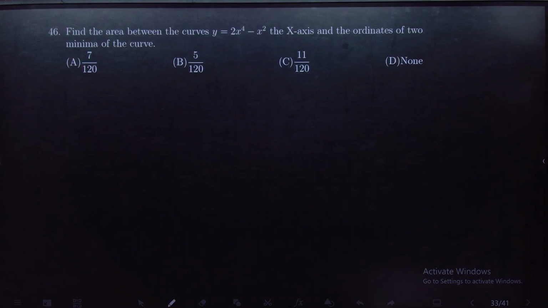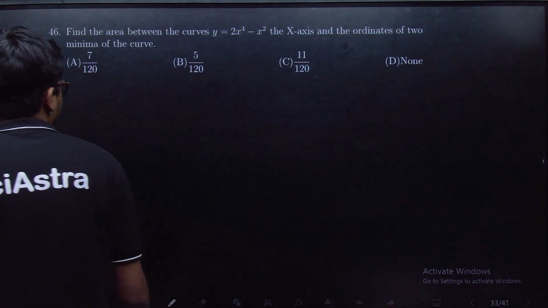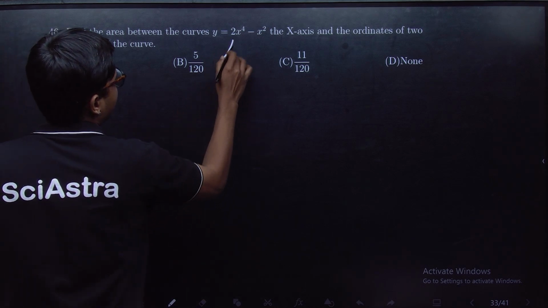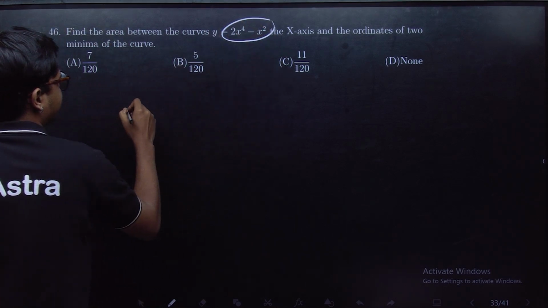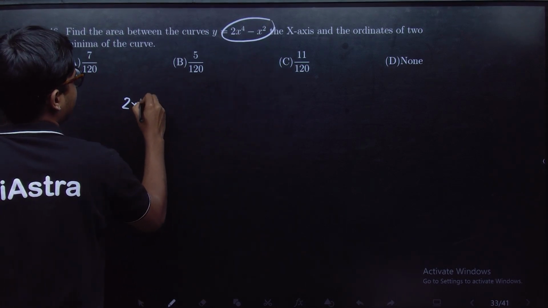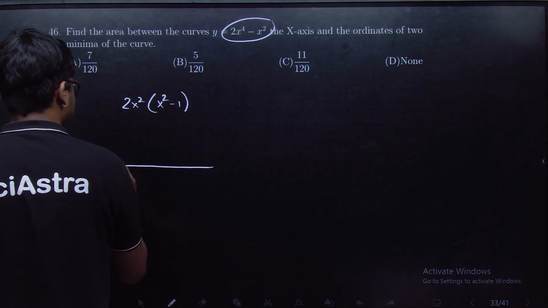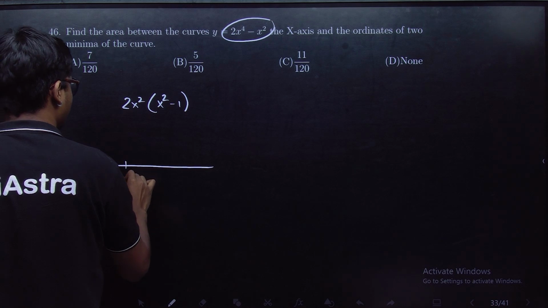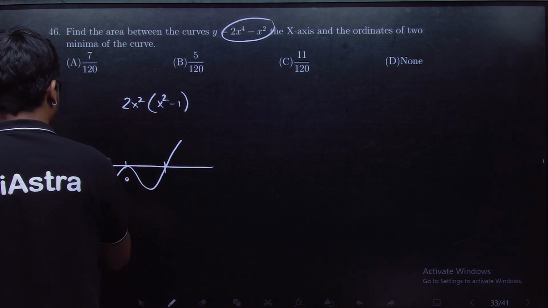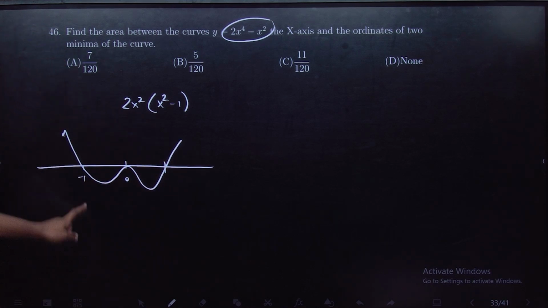Coming to question 46. Find the area between the curve 2x to the power 4 minus x squared, the x-axis, and the ordinates of the two minima of the curve, okay? So how do we do this? We need to start off by plotting this. If I look at 2x squared times x squared minus 1, what is the sign convention of this graph? So you'll have minus 1, 0 and 1. So this is what it looks like. These are the intervals where it's negative, these are the intervals where it's positive.